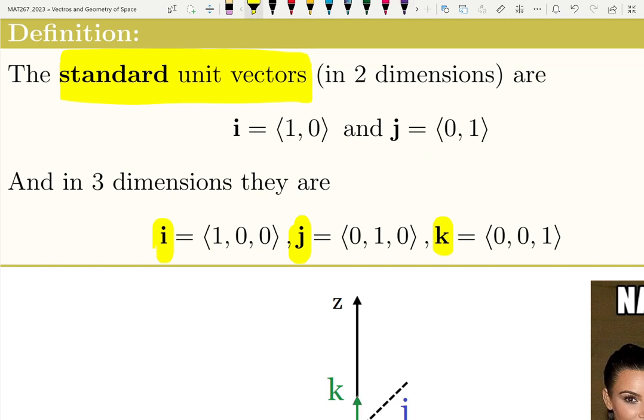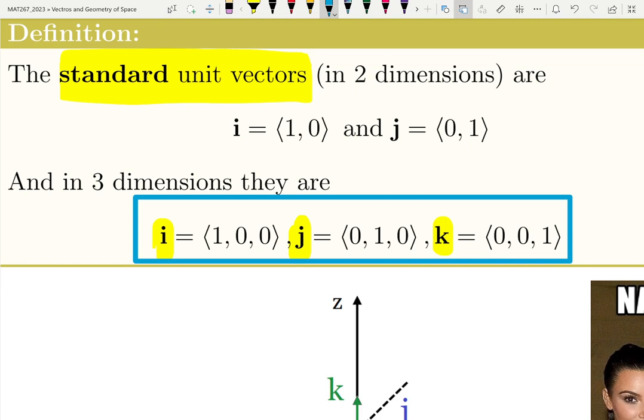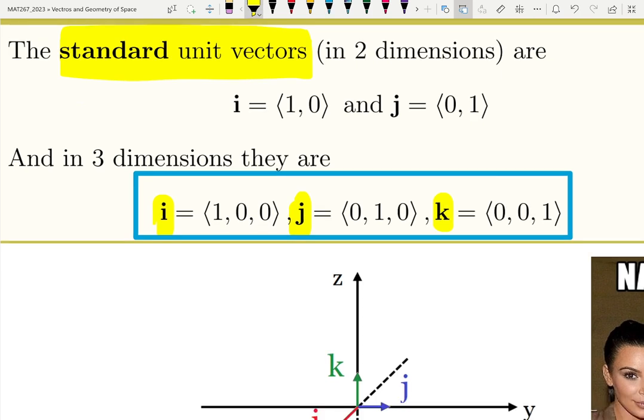What is so important about them is the construction. I is 100, J is 010, and K is 001. The whole idea here, you'll need to remember that. This is very easy to remember, but pretty clever.